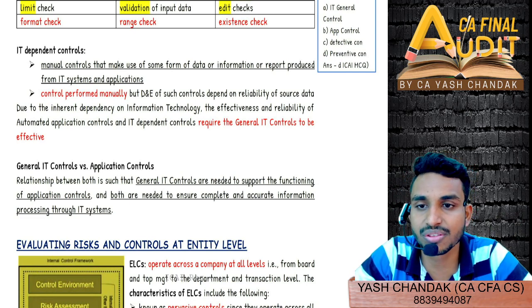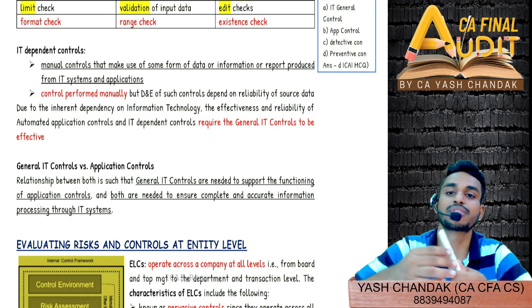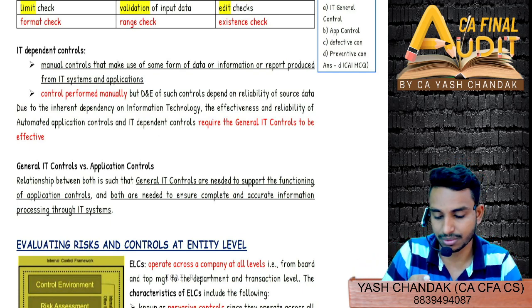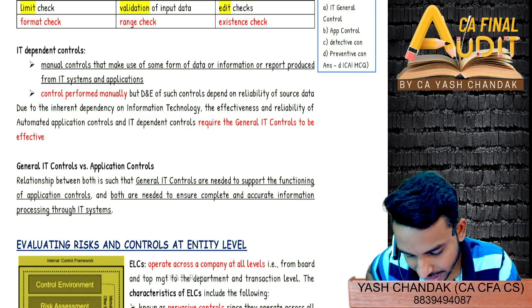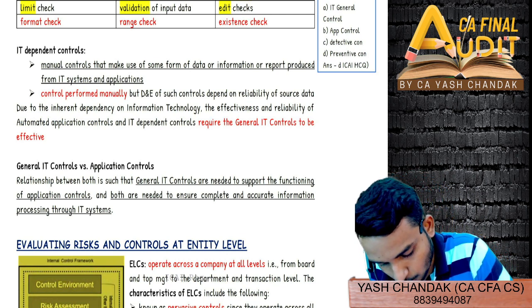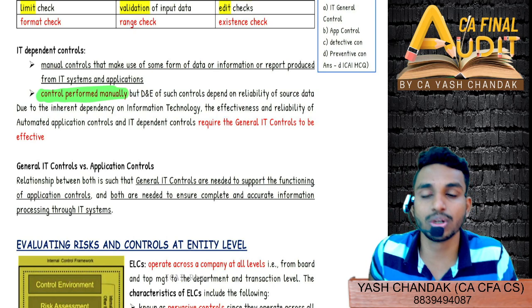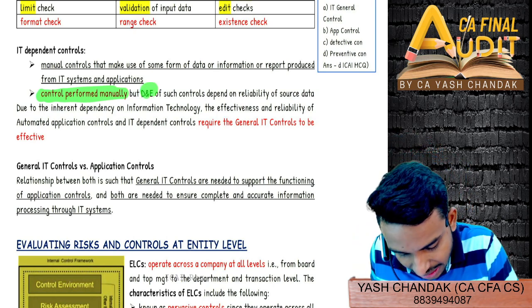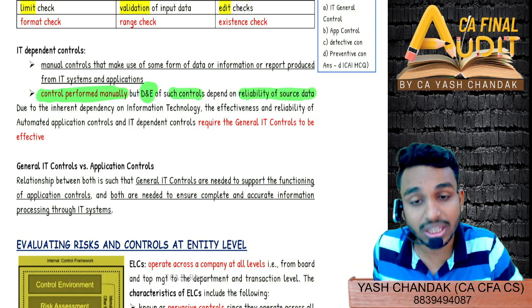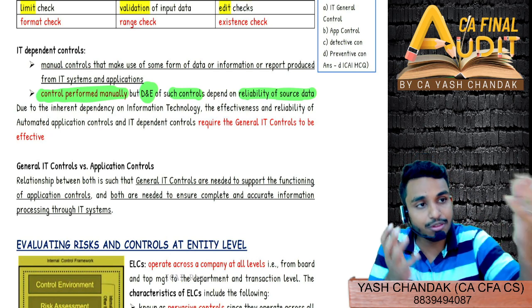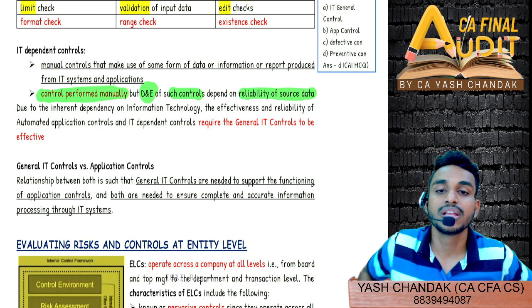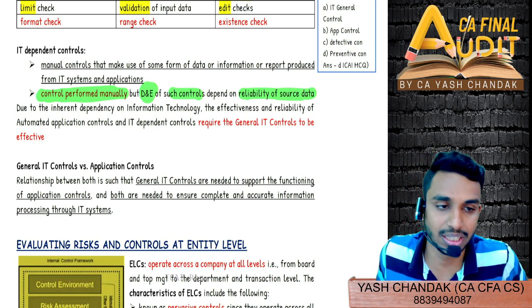From IT systems and application. Manual controls that make use of some form of data or information, and the information is coming from IT systems and applications. So the control is performed manually. Control is manual. But design and effectiveness of such control depends upon the reliability of source data, and the source data is driven out of where? The source data is coming from IT.